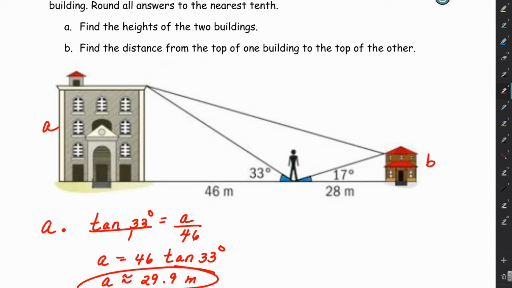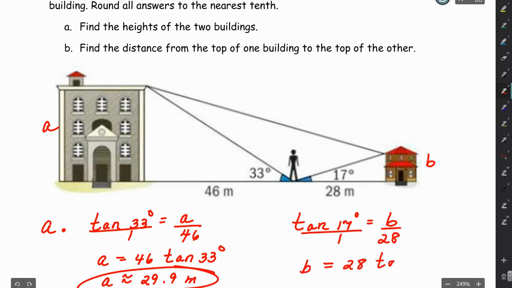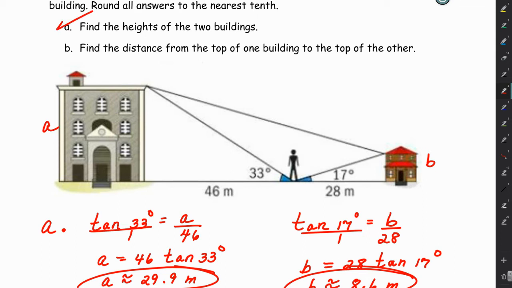Now to find the height of the building on the right, I'm again going to use tangent because I have opposite and adjacent. So the tangent of 17 degrees is equal to the opposite, I'm calling letter B, over 28, cross multiply. So B is equal to 28 tangent of 17 degrees. So B is approximately 8.6 meters. All right, so I've taken care of letter A. I've found the heights of the two buildings.